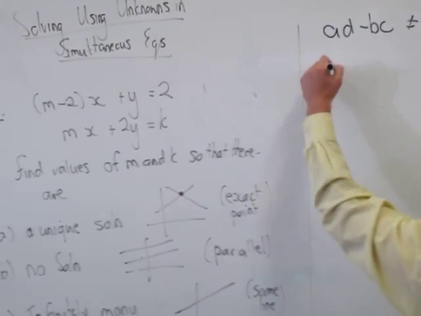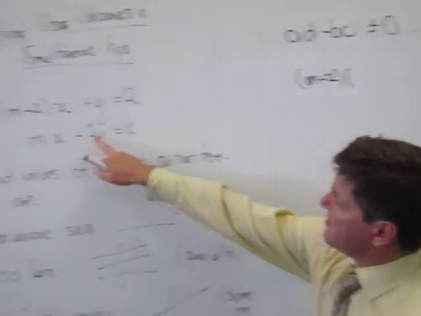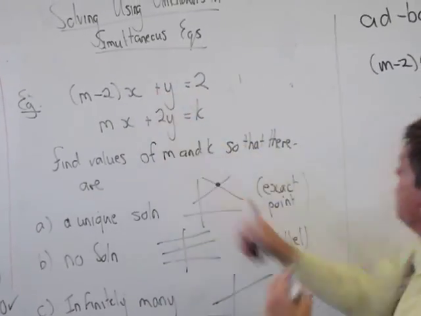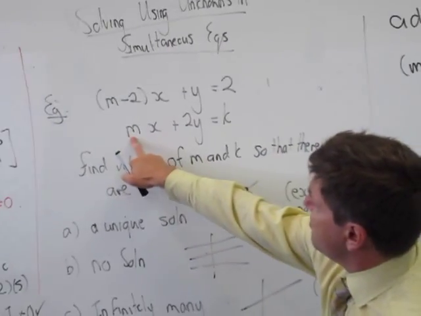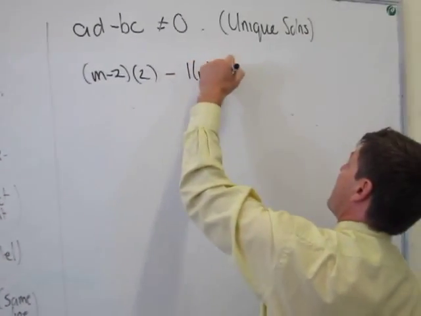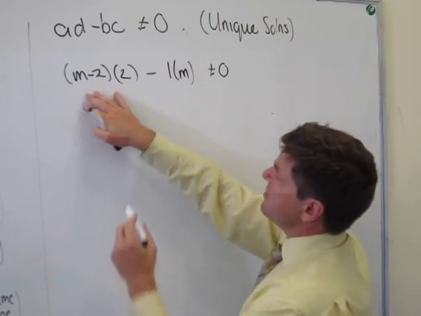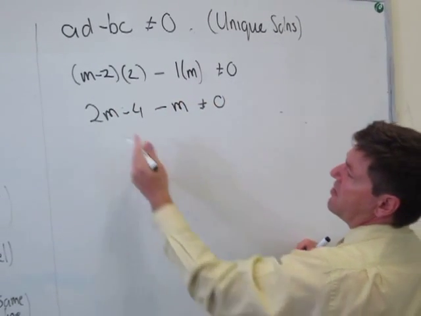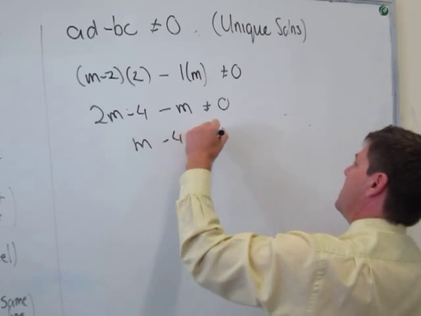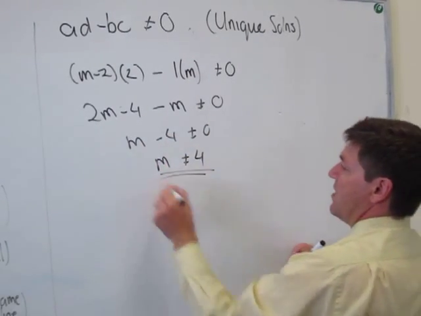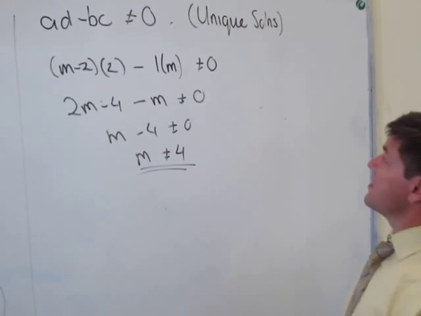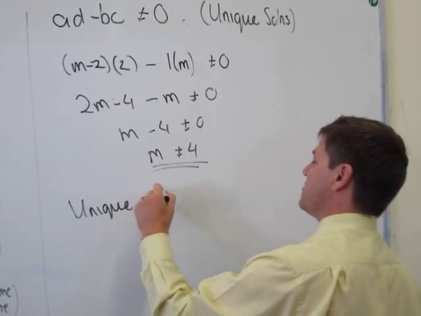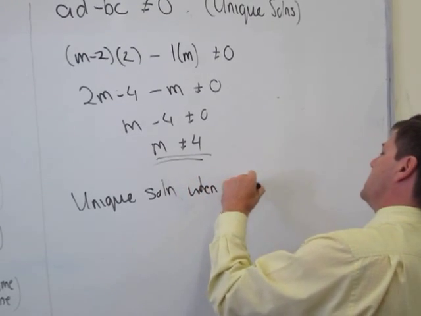So watch this. You should realise that A is m take 2, D is our bottom value here, which is 2, so it's AD, minus B, which in this case is 1, multiplied by C, which in this case is m. Okay, that cannot equal 0. Let's quickly solve this inequality. So I've really got 2 times m take 4, take m cannot equal 0. Okay, 2m take m is just m, m take 4 is that. So m cannot equal 4. So I've actually just found out quickly that there is going to be unique, meaning you're always going to get an answer, unique solution when m doesn't equal 4.